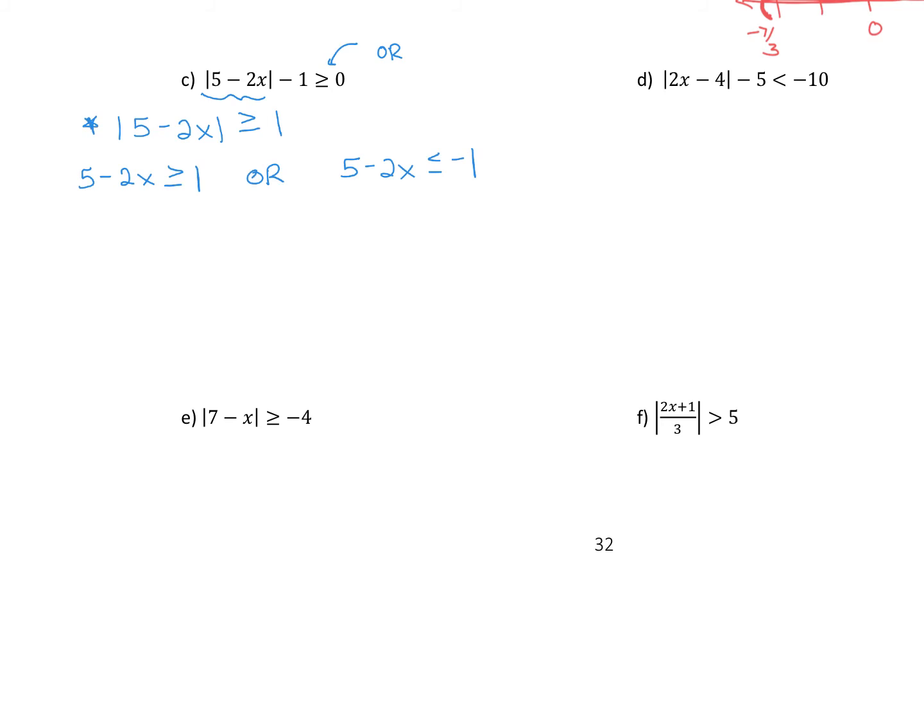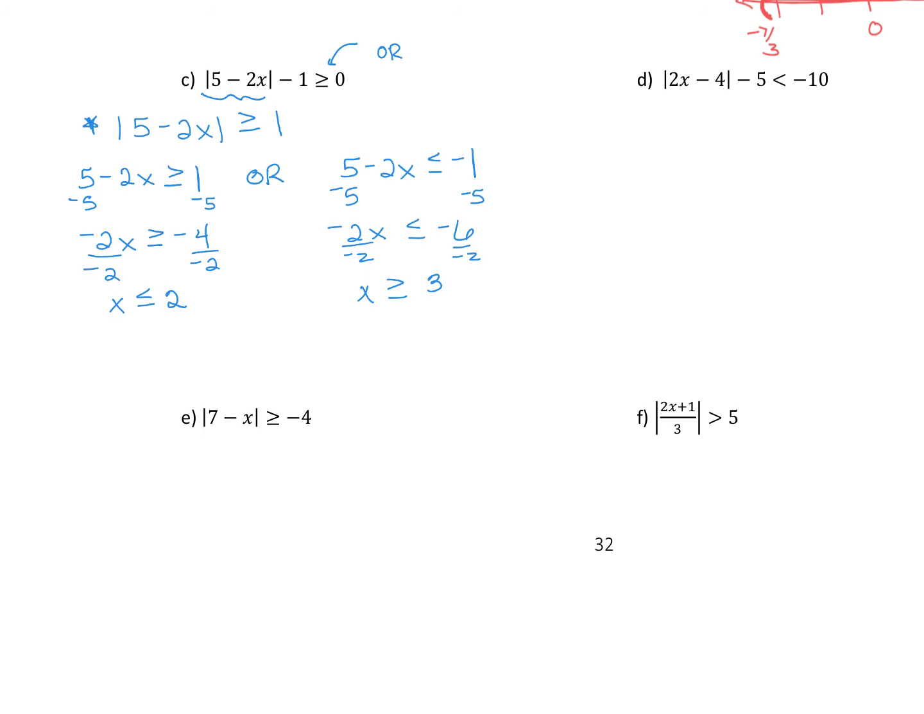So in this case, I'm going to subtract 5: minus 2x is greater than or equal to -4. And then we will divide by -2. And hopefully you remember when you're working with inequalities and you multiply or divide by a negative, you do have to switch the direction of the inequality. So we have x is less than or equal to 2. We'll do the same thing on the other side. Minus 2x is less than or equal to -6. Dividing by a negative, I will switch the direction: x is greater than or equal to 3.